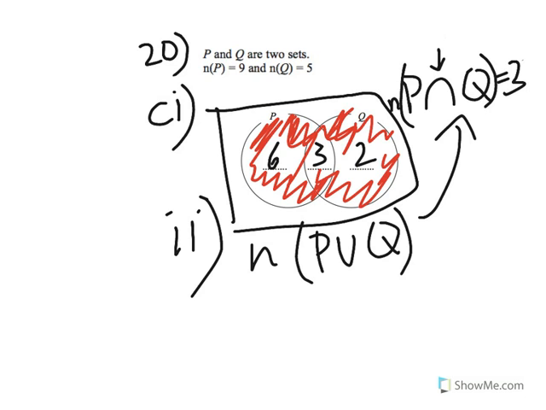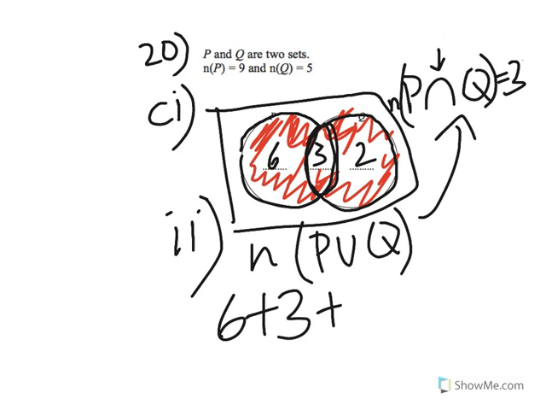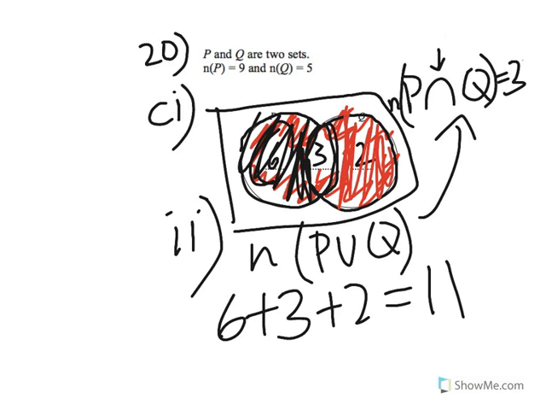And it's nothing but, if you look at this diagram, all of the elements possible in P, which are here, all of the elements possible in Q, which are here, and also all of the elements in P intersect Q. So it's nothing but 6 plus 3 plus 2, which is equal to 11. Because all of the numbers that are possible are all of the numbers in this area, this area, and this area. So it's 11.